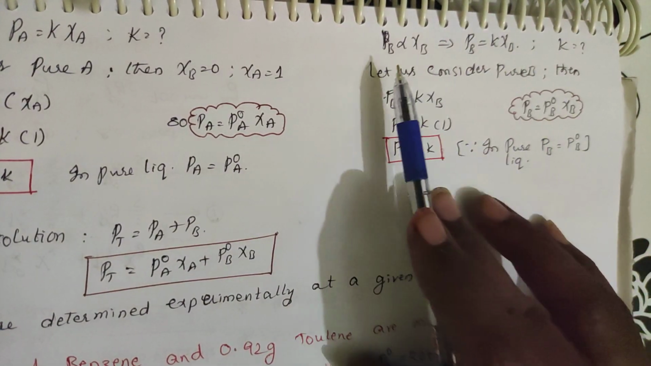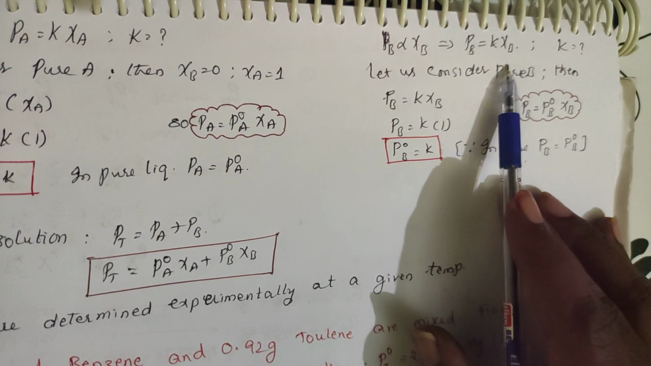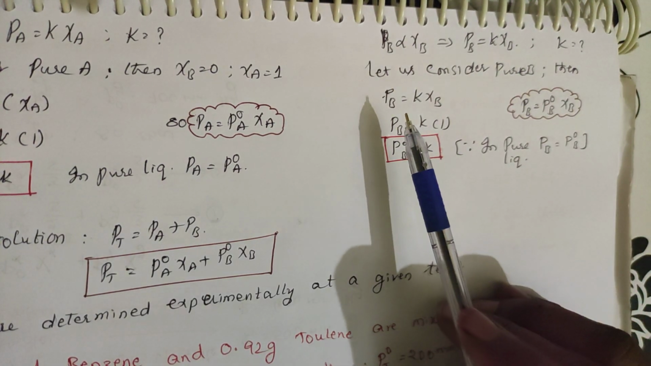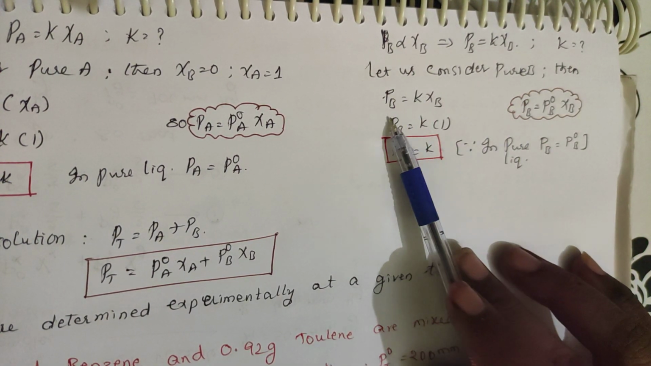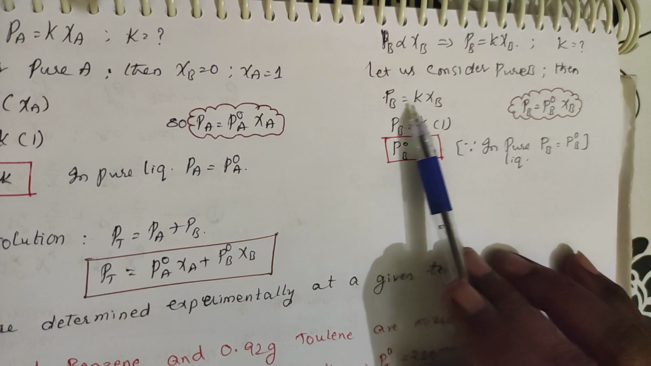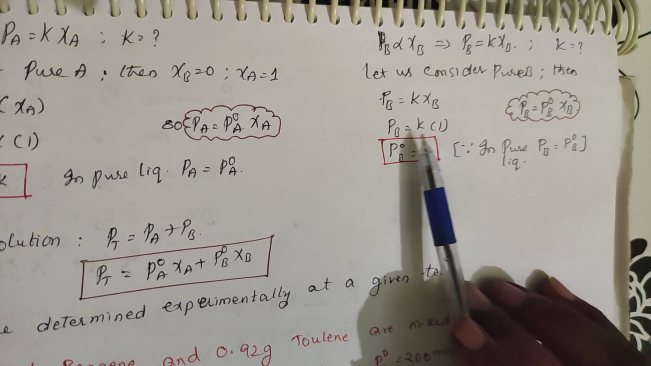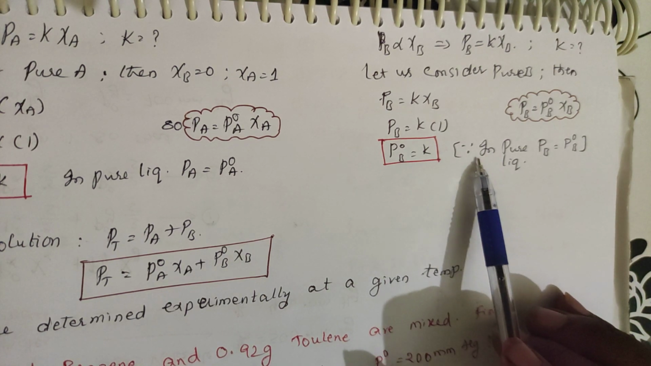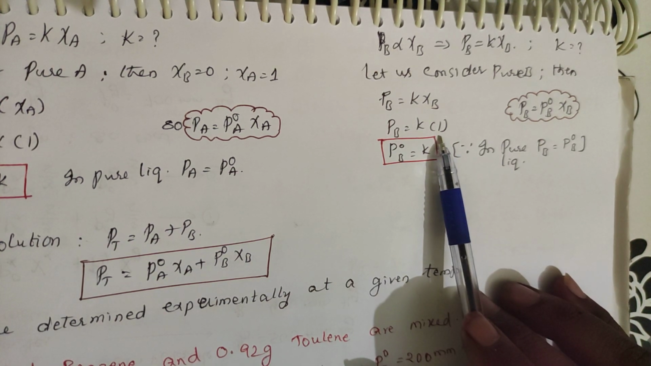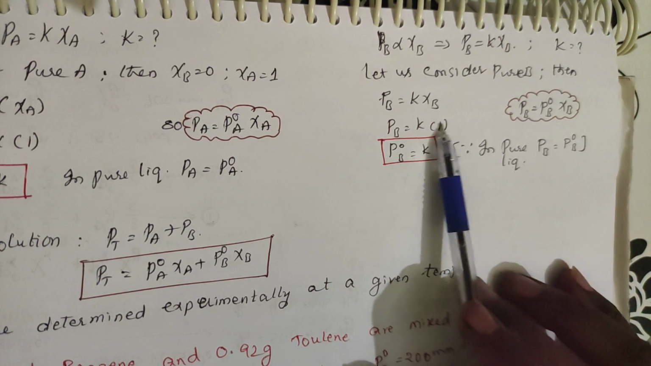In the same way you can do it for PB. The partial pressure of B is directly proportional to the mole fraction of B. It is equal to K into the mole fraction of B. I want the value of K. What I am doing is taking only the solute particles. If I take the pure solute, what happens to the mole fraction of A? It will be equal to 0, and the mole fraction of B will be equal to 1. So PB is equal to K into XB, and XB, or zeta B, is equal to 1. So K will be equal to P naught B. As it is a pure substance, the partial pressure exerted will be equal to that of the pure substance. This partial pressure will be equal to P naught B, because this is a pure solution.